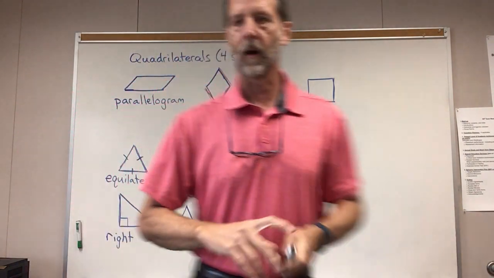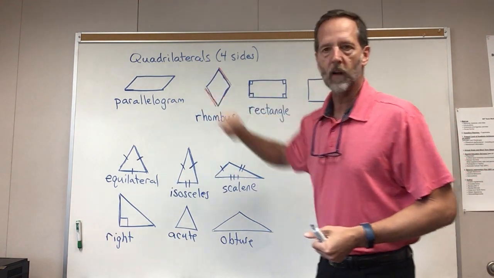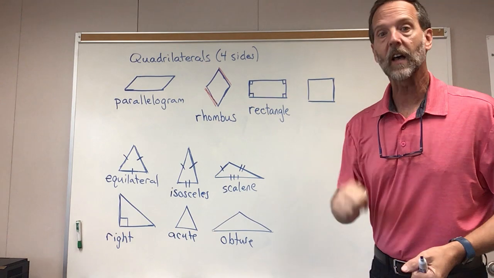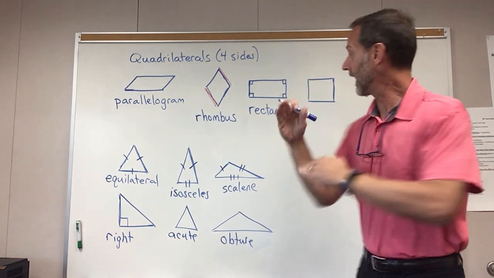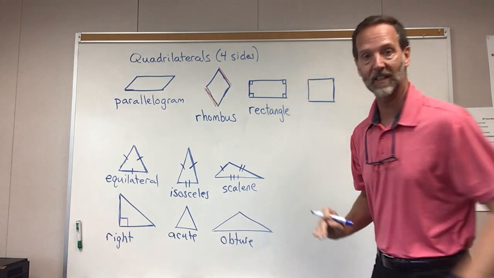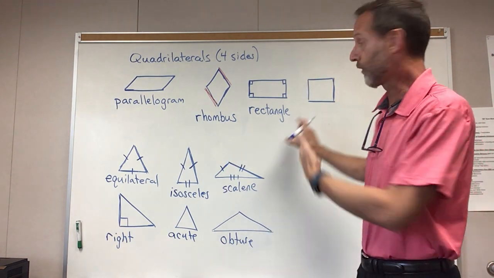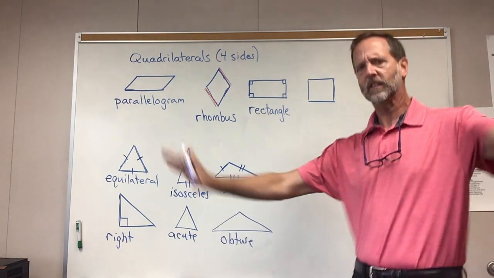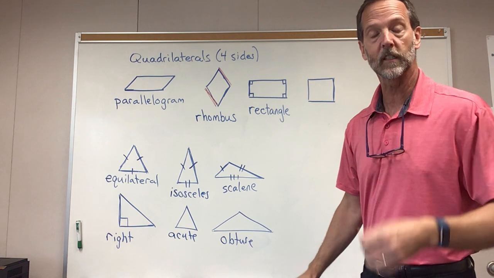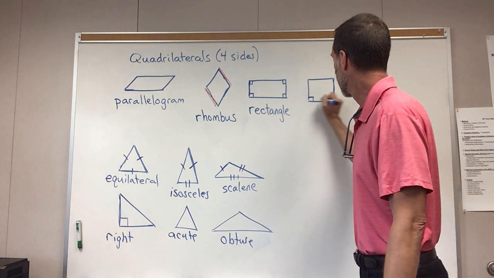And let's back up. Let's see if it's any of these other things. Is it a quadrilateral? Yeah, it has 4 sides. Is it a parallelogram? Yes, it has 2 pairs of parallel sides. Is it a rhombus? Yes, all 4 sides are the same. Is it a rectangle? And you might think, no, that's not a rectangle. Yeah, it is. The definition of a rectangle is 4 right angles. It does have 4 right angles.